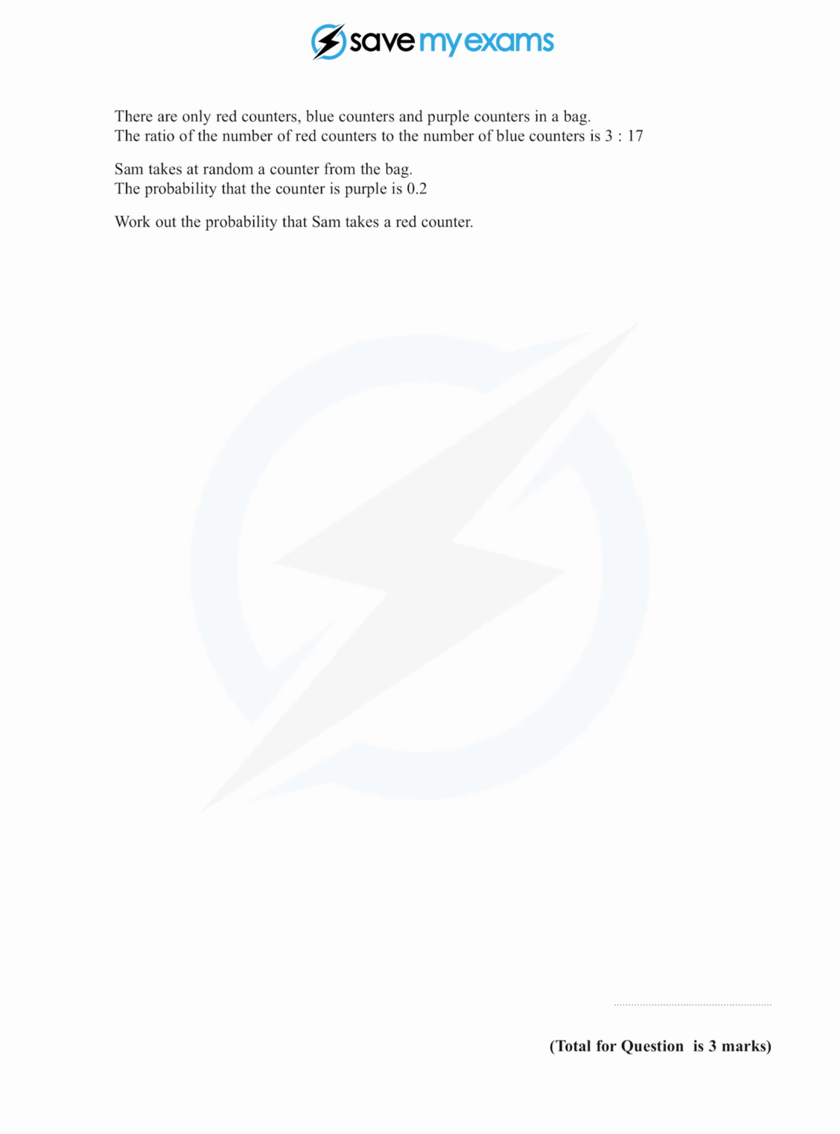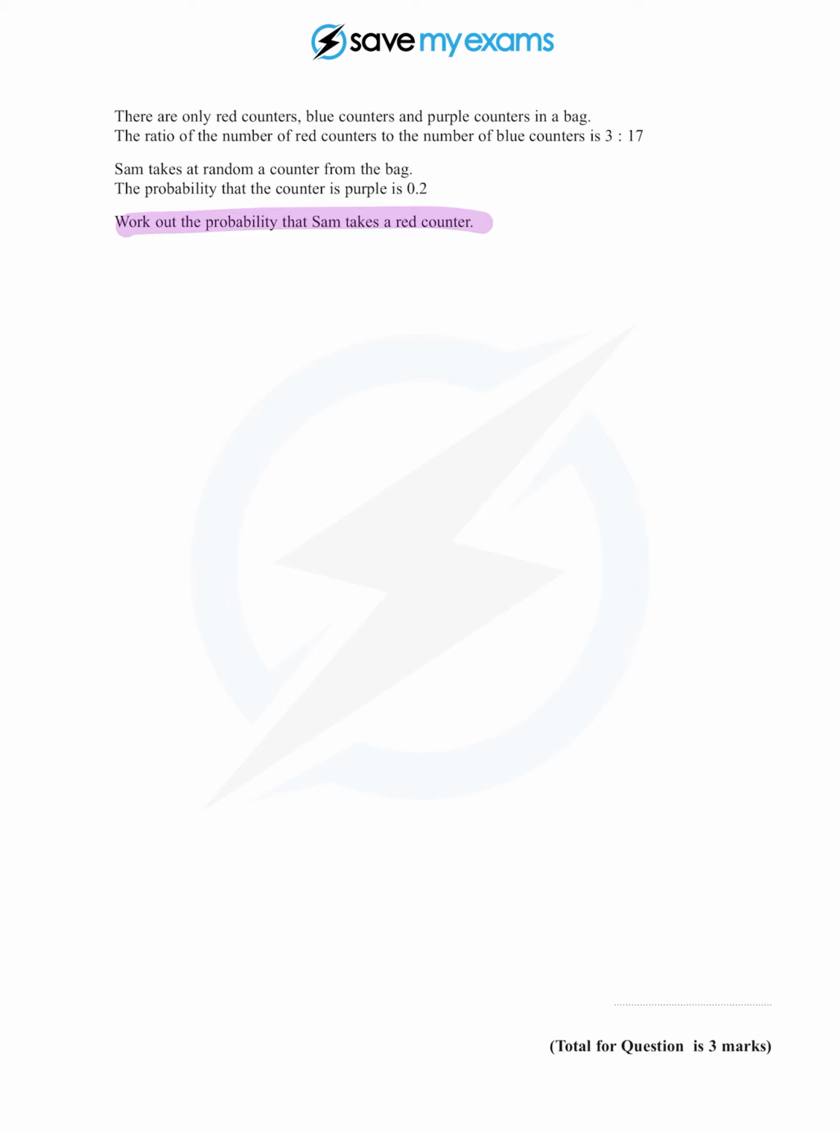So we have a question about a bag with counters in it, and there are red counters, blue counters and purple counters. Nothing else, just those three counters. And we're told about the ratio of red to blue, and that's 3 to 17. Okay, so we might use that in a minute. And then Sam takes at random a counter from the bag. And the probability that the counter is purple is 0.2. Okay, work out the probability that Sam takes a red counter.